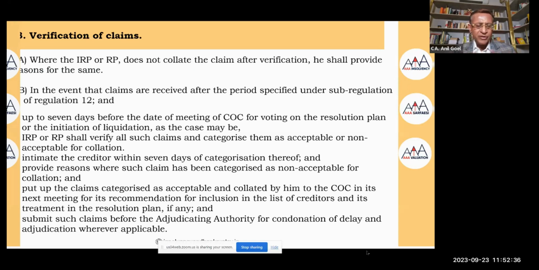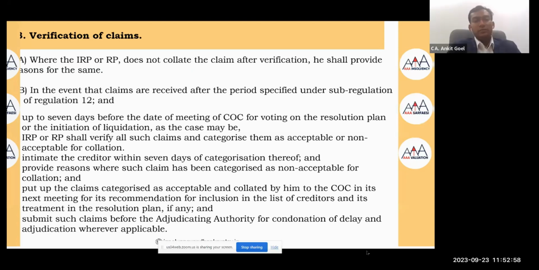I think some confusion is there here, because this particular regulation 1B, which is inserted, says that up to 7 days before the date of meeting of the COC, all the claims, but then there are many claims which have been rejected by the RP before that. Is it applicable only to this part?